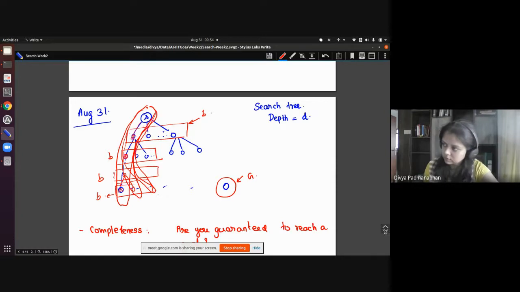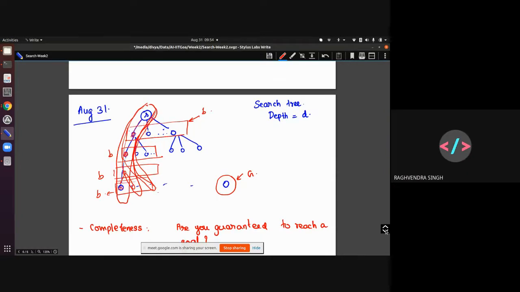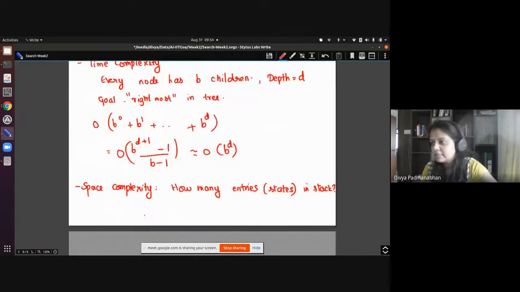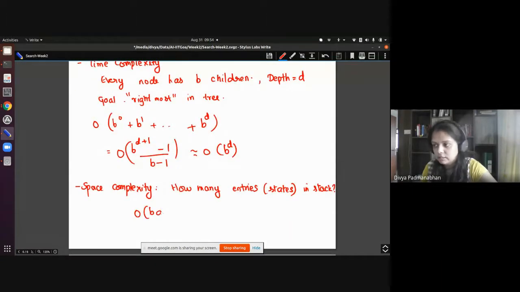Ma'am, it can be B minus 1 into D, right? So we'll just say it's order of B times D. It's actually B minus 1 into D in the worst case, but that minus 1 is for the root, I mean, for level 0, right? Sorry, it was not B, but B times D minus 1. Is this what you said?